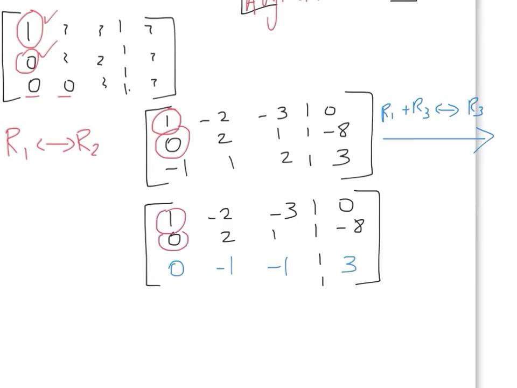I have a 0, I have a 0, and now I still need a 0 in this place over here. So what can I do? Remember, you can swap rows. You can multiply a row by a constant number, positive or negative, it doesn't matter. You can add rows and place them in another row.